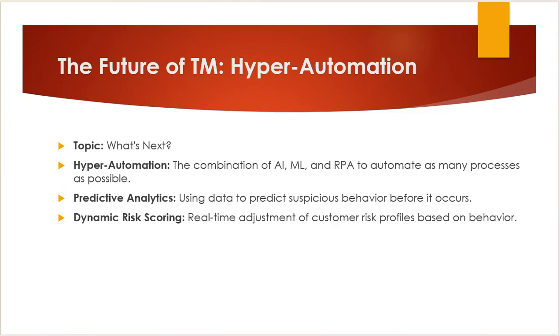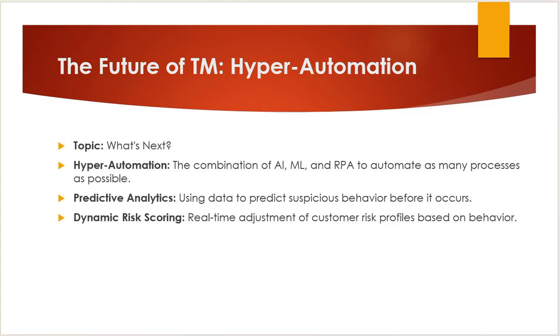So let's discuss the future of transaction monitoring systems: hyper-automation. How will the future look if we implement more automation in the transaction monitoring system, the payment screening system, or the name screening system? What do we think comes next, and what will we discuss in this topic?